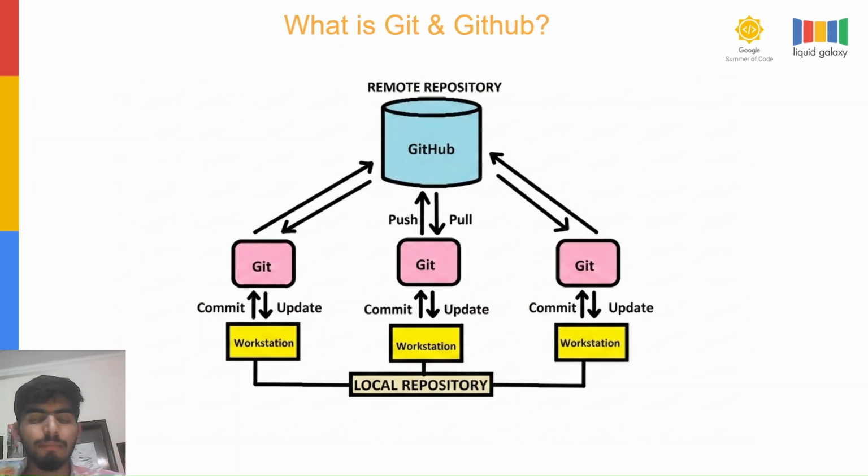So GitHub is like a remote repository where your main repository is, and your workstation is basically a local system where you have cloned the repository. In further slides, we will see the workflow and how Git pushes and pulls work. So let's move on.